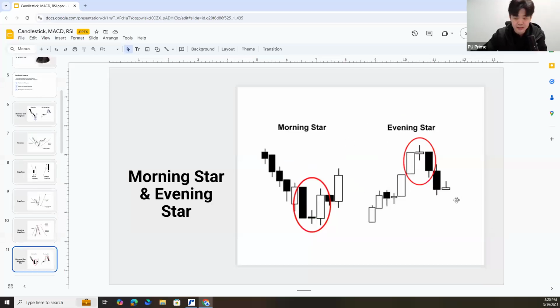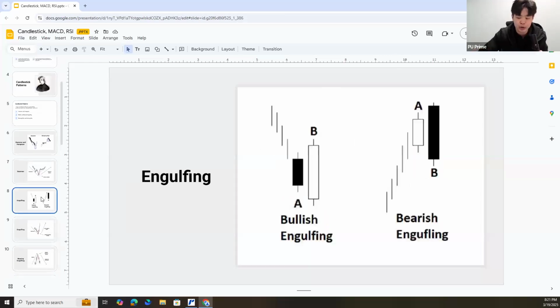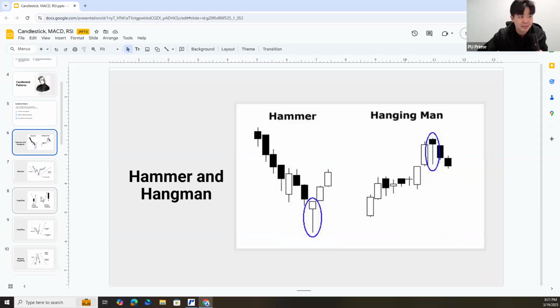And then the next candlestick pattern that we are going to discuss is the Morning Star. Morning Star is also very simple. Bullish and bearish engulfing is where we compare two candlesticks to see which one is bigger than the other. And then the hanging man is a very short body with a very long shadow. It's like this, this is the hanging man.